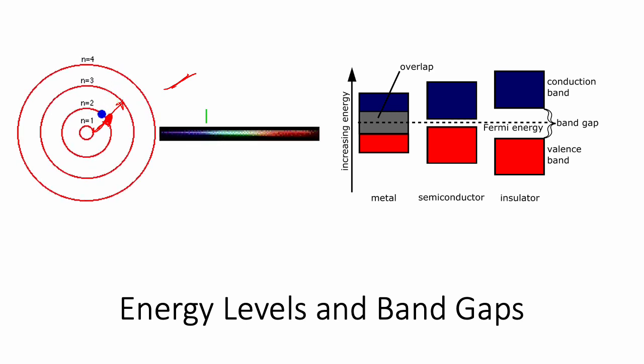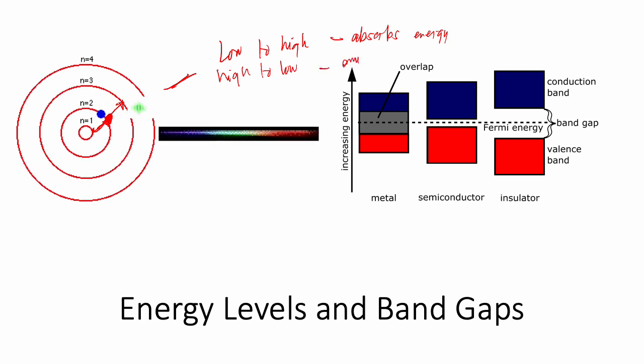If the electron jumps from low to high, then it absorbs energy. Now, if the electron jumps from high to low, then it emits energy. It emits energy through light. So it emits light.